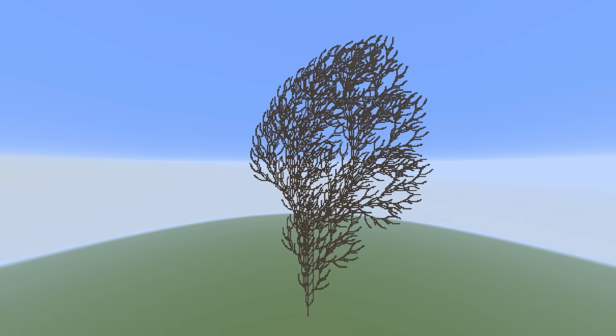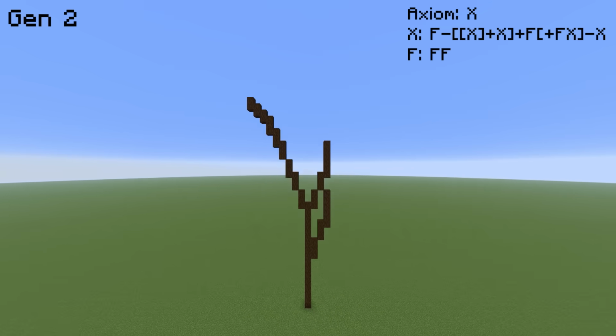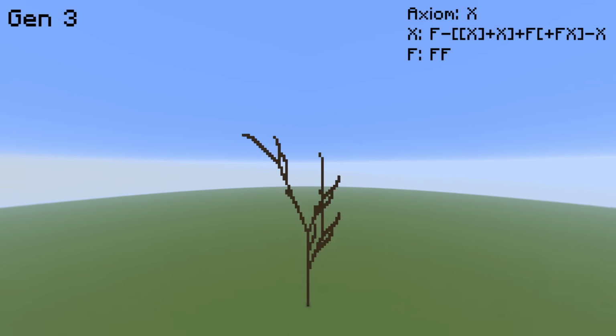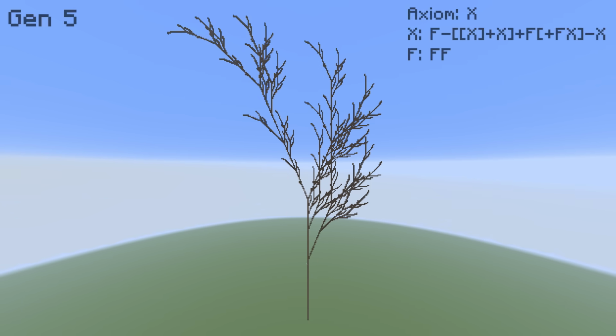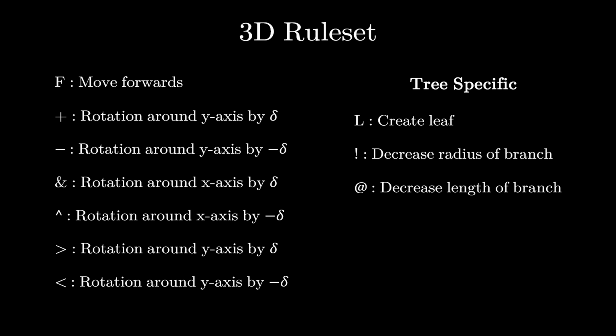Now, the main reason I'm making this video is to talk about fractals in 3D space. Before we move on, we'll have to update our current rule set to allow for 3D rotations. Feel free to pause and read the updated rules.